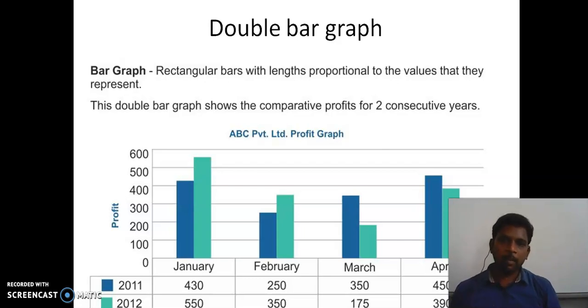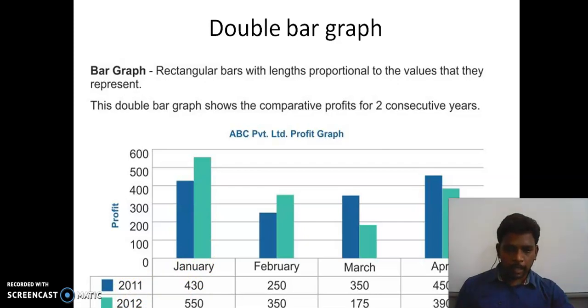So here is the ABC Private Limited profit. The profit of that company is given here. For what years? Here 2011 and 2012. For 2 years they have given the information of the profit. The 2 consecutive years, right? And this is also under the category of the double bar graph. So one bar represents the profit in 2011 and the second bar represents the profit in 2012.